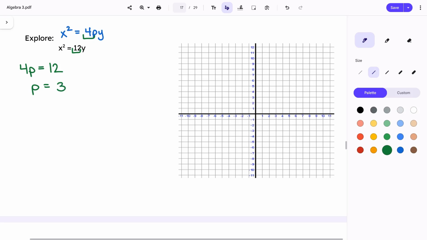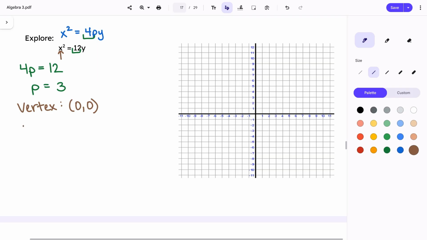3. Okay, so this is going to help me with a couple of things. First, my vertex is still going to be at 0, 0. I'm not changing that. So I'm just going to go ahead and write out my vertex is still at 0, 0. The fact that p is 3 is going to help me know my directrix and my focus. Now this time, because it starts with x squared, you're thinking more on the y-axis side of things, because the y-axis is going to act like your line of symmetry.